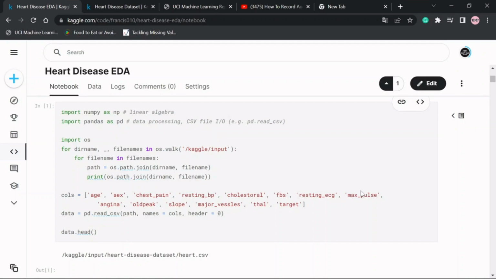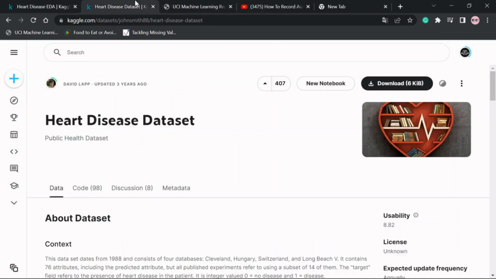Hi guys, this is Abhijit from Smart AI Technology, and today we are going to analyze a dataset called the Heart Disease Dataset from Kaggle. The link is present in the description. You can go through it.